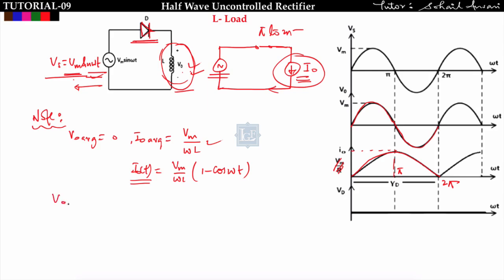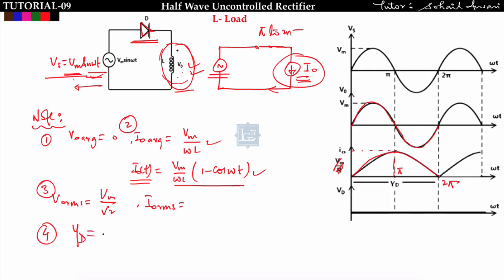Okay. What is V naught RMS? Since it is sinusoidal, V naught RMS will be Vm by root 2. And I naught RMS we can find by using this equation. No need to find it, because nowhere is the RMS output current asked in the case of a purely inductive load. Okay, this is the first point, this is the second point, this is the third point. Now the fourth point is, what is the conduction angle of the diode? The diode is conducting for all time, so we cannot say the conduction angle of the diode is up to 2 pi only, we can say for all time.